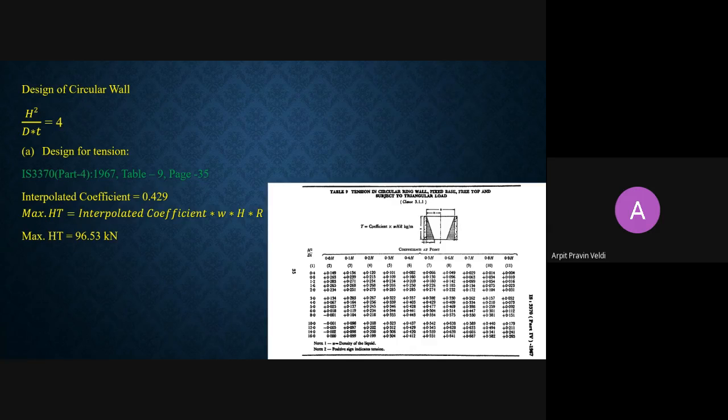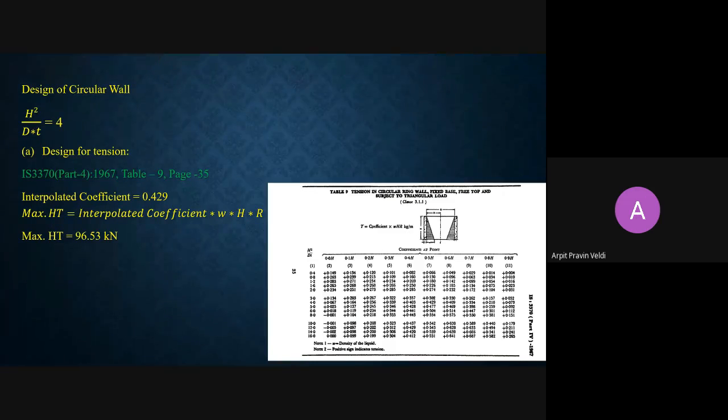First we will calculate h square by dt, where h is 3 meter, d is 15 meter and t is 0.15 meter. So we get the value 4. First we go for design for tension. As shown in table number 9, IS 3370 part 4, we get the coefficient value as 0.429.